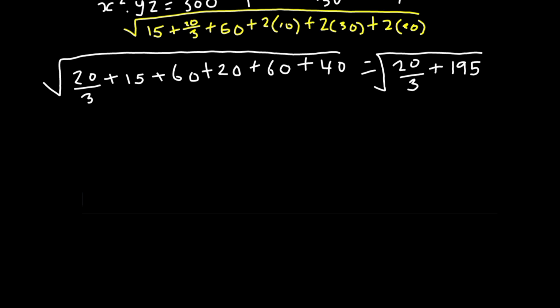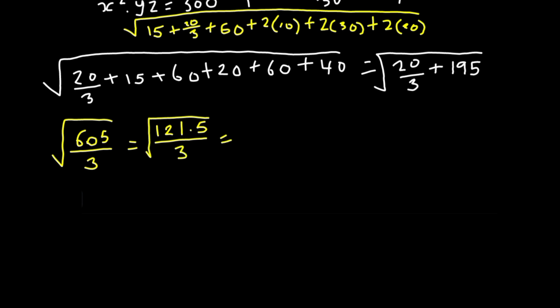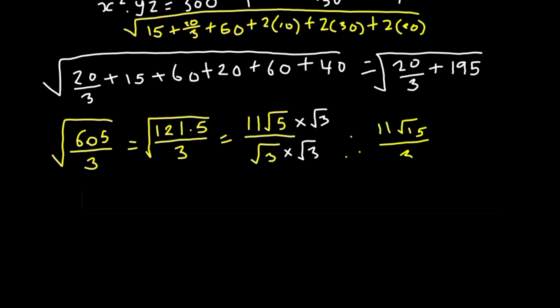Now by adding this fraction, we have the square root of 605 all over 3. We can rewrite 605 as 121 times 5, then over 3, square root of this. Then we have 11 root 5 over root 3. Then by rationalizing, we multiply by root 3 over root 3. And our final answer, therefore, is 11 root 15 all over 3. Correct.